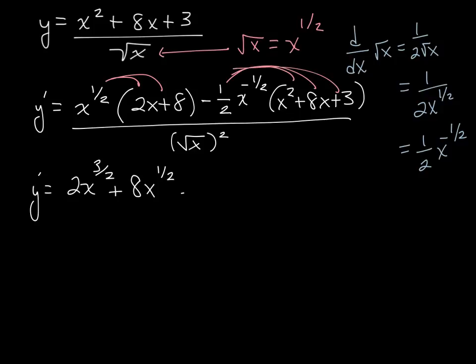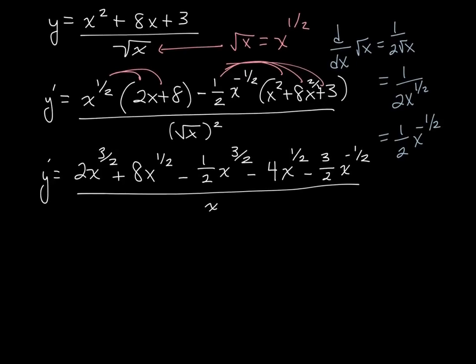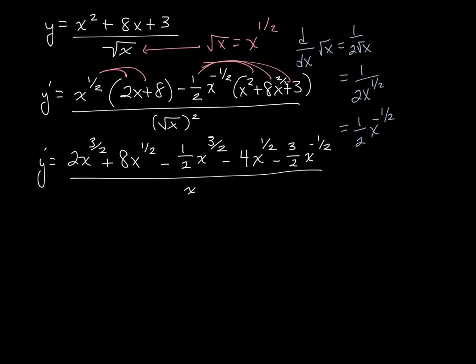So I'm going to get minus 1/2 x to the 3/2, because 2 could be 4 over 2, 4 over 2 minus 1/2. Minus, well, let's go ahead and take a half of 8, which is 4, x to the 1/2, because that'll be 2 over 2, and 2 over 2 minus 1/2 is 1/2. And then finally minus 3 over 2 x to the negative 1/2 power, all over x.